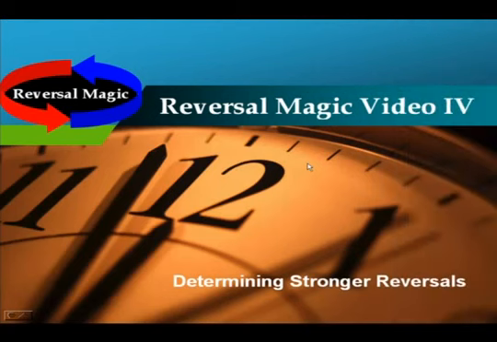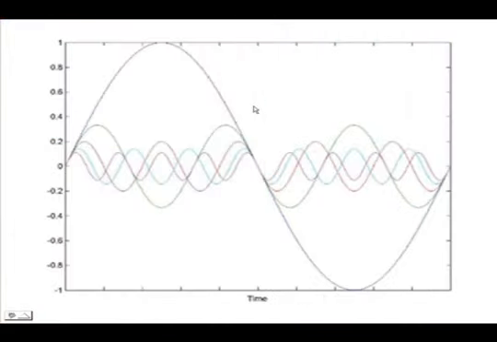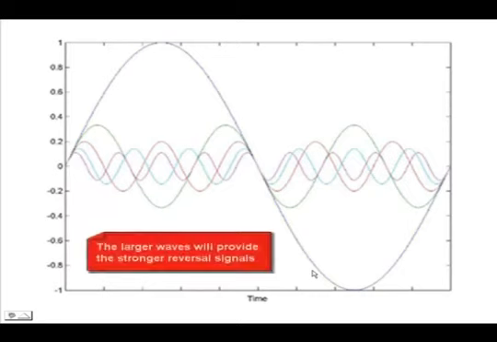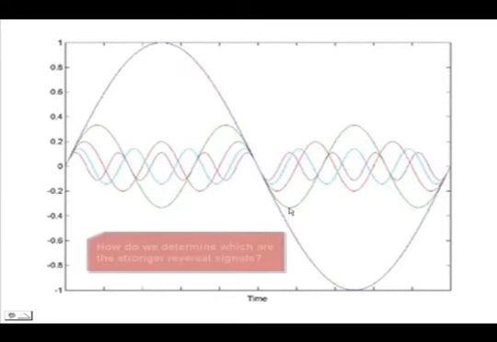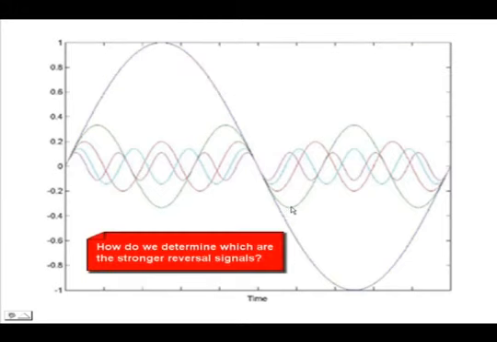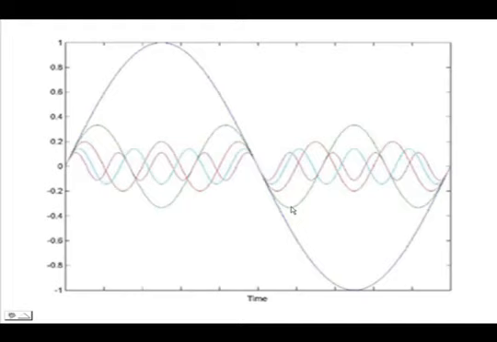Reversal Magic training video number 4. Determining stronger reversals. As we compare individual waves, it becomes quite clear that some waves are rather small, while others are quite large. The larger ones naturally would provide much stronger reversal signals. But waves blend together, and knowing which is the larger wave and which is the smaller wave becomes a challenge. How do we in fact determine which are the stronger reversal signals? That is what we're going to look at through this series of videos.